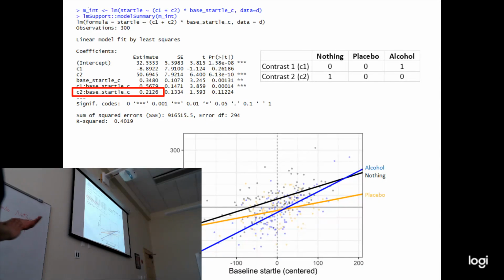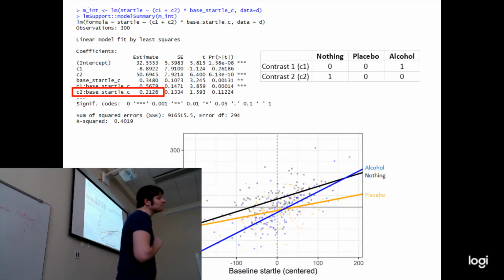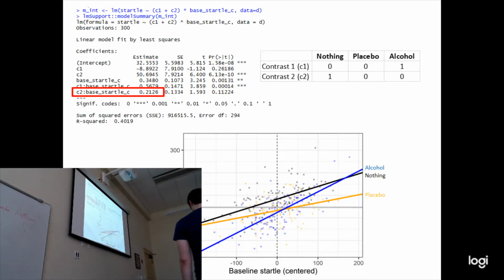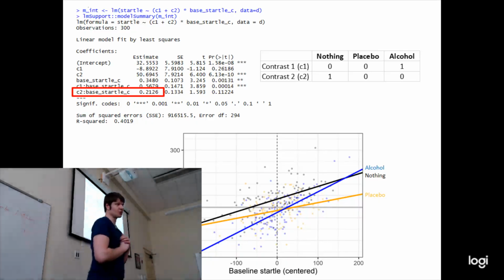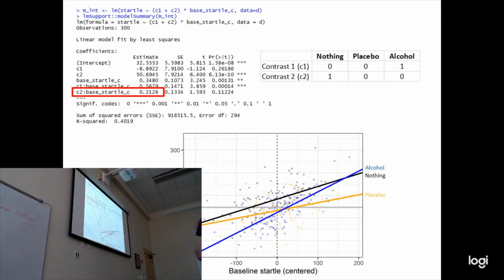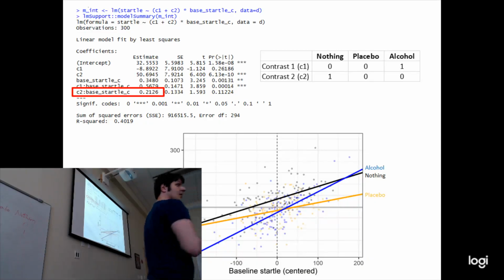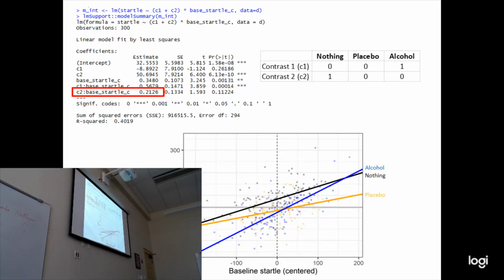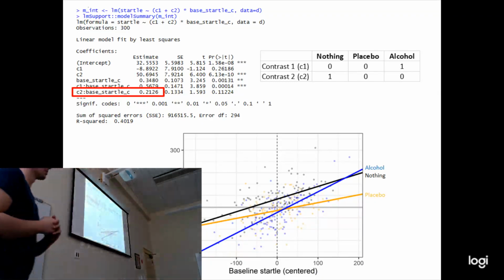And what about the interaction between C2 and baseline startle? What do you think that's represented? Would it be the difference in slopes between the nothing black line and then the orange placebo line? Perfect. So placebo is still the reference group. The thing that has a 1 is the nothing group. That interaction term, that coefficient for the interaction, is the difference in slopes between the placebo group, or within the placebo group and the nothing group. Perfect.